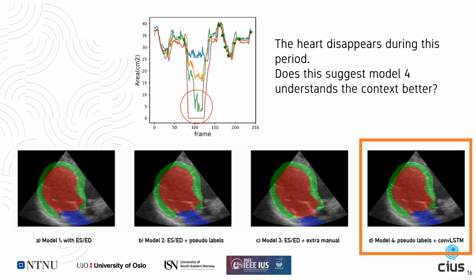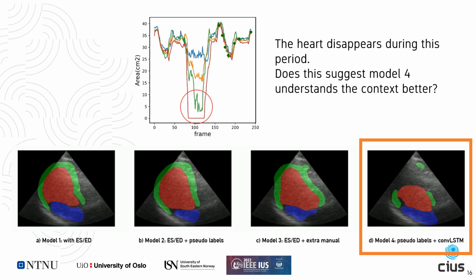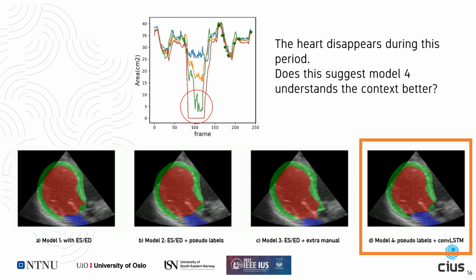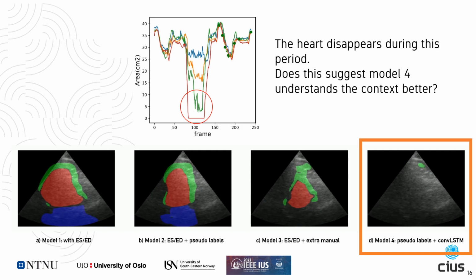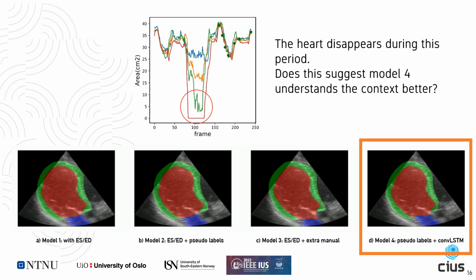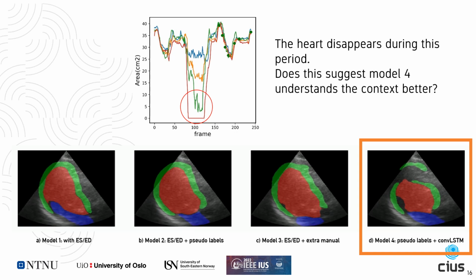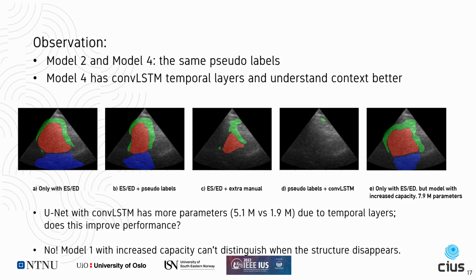During this period, we can see that the heart disappears from the image, while other models still try to guess something randomly. Model 4 decided to say that the structure didn't show up. This case will not happen frequently in reality, but does it mean that Model 4 understands the context better? Model 2 and Model 4 were trained using the same pseudo-labels. The difference is that Model 4 has conv-LSTM temporal layers, and the results show that it understands context better.